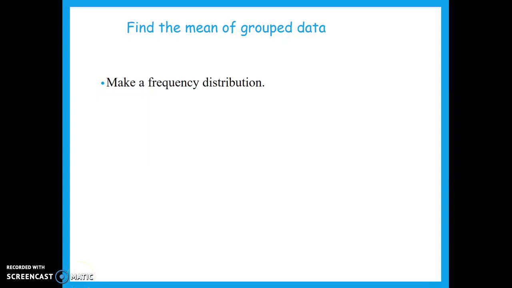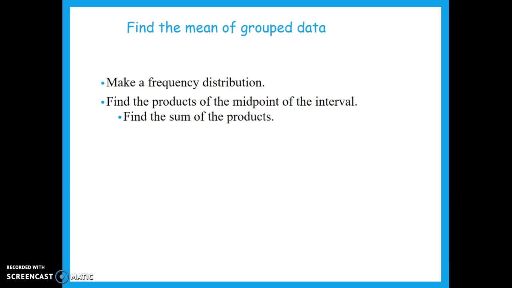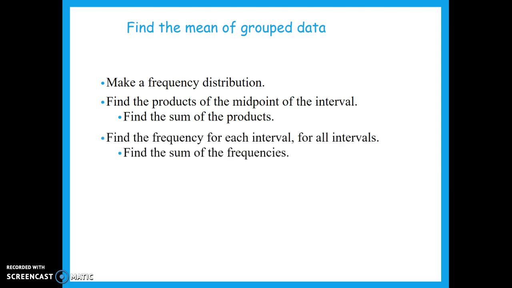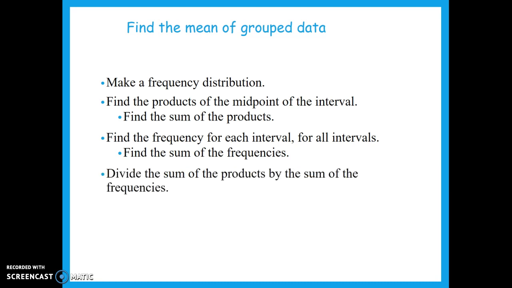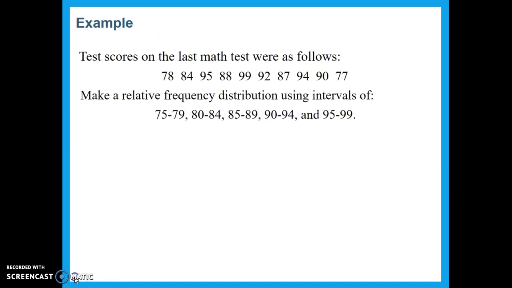Now let's find the mean of this group data. So we made our frequency distribution. Next we're going to find the products of the midpoint of the interval. So find the sum of the products. Find the frequency for each interval for all intervals. Find the sum of the frequencies. Then divide the sum of the products by the sum of the frequencies.